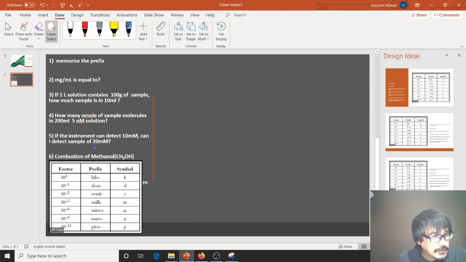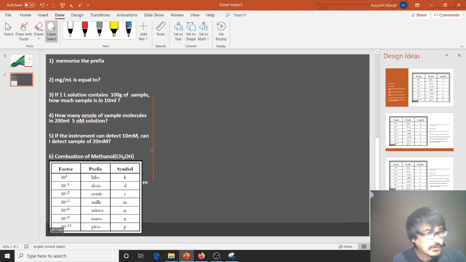Alright, let's do this one. If the instrument can detect 10 millimolar, can I detect a sample of 20 millimolar? So if the instrument can detect a 10 millimolar sample, then anything more than that concentration can be detected. So 11 millimolar you can actually detect, or 15 millimolar you can actually detect. So does 20 millimolar too. You can detect it, right?